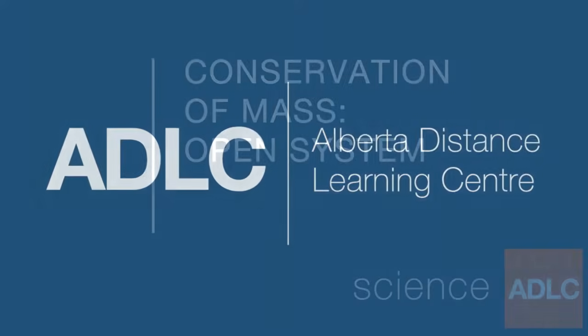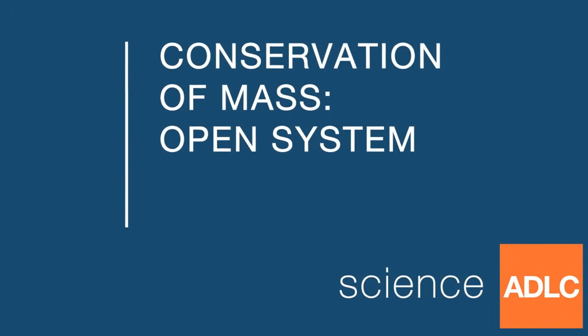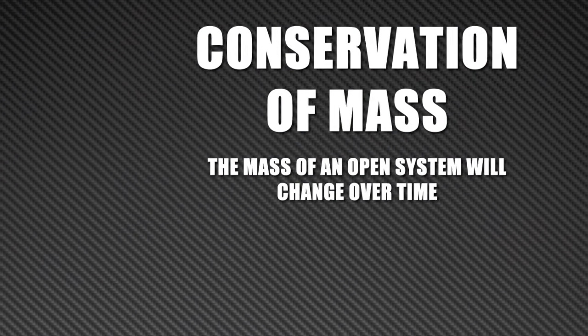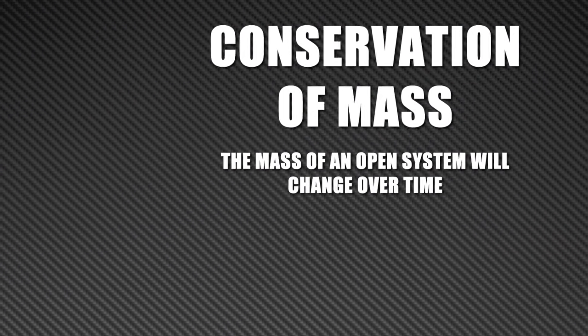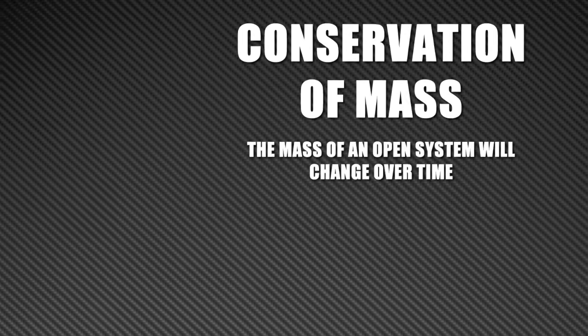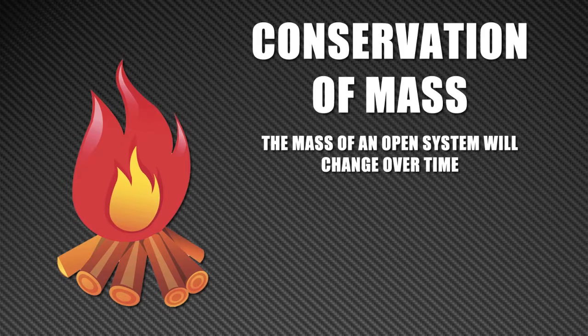Today our lesson is on the conservation of mass in open systems. According to the law of conservation of mass, a system must be closed for mass to be conserved. Therefore, the mass of an open system will change over time. A simple example of this is a campfire.